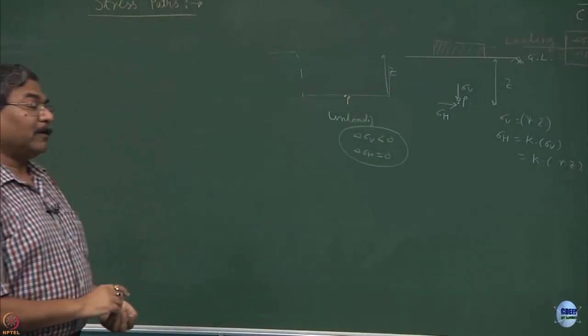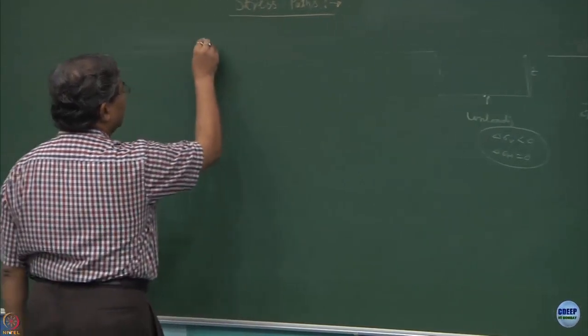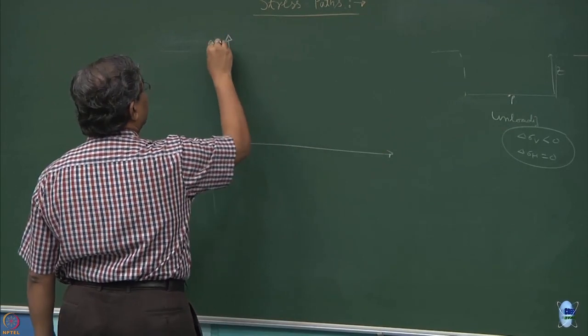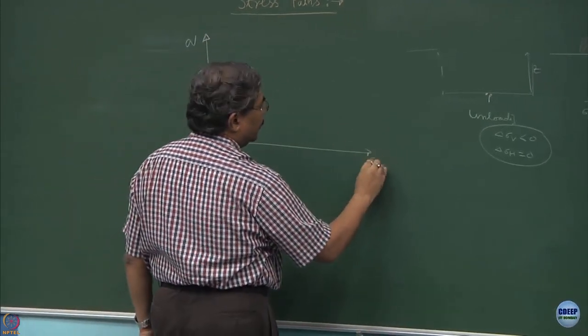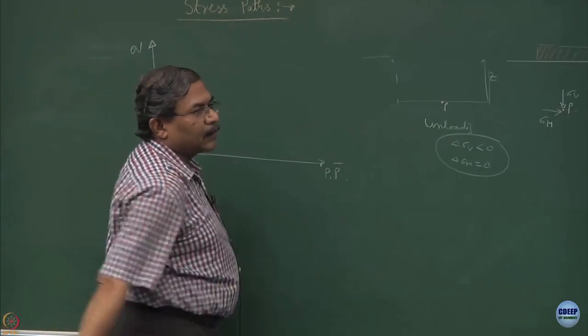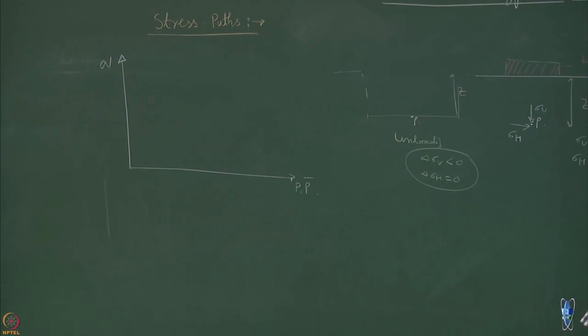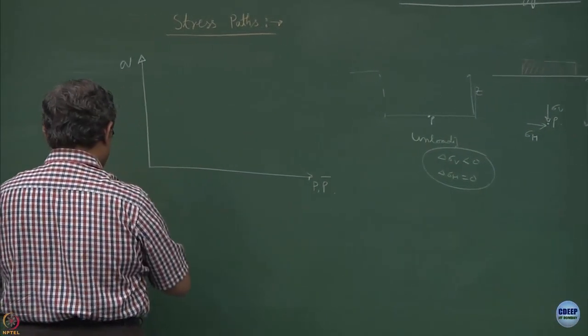Now the question is, plot it on this PQ plane and see what happens. Depending upon whether I am doing drained analysis or undrained analysis, clear? Where is the KF line?